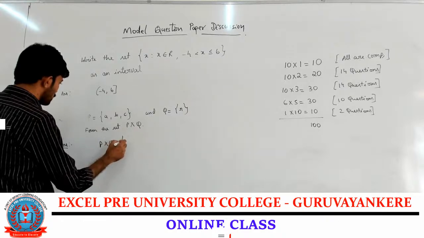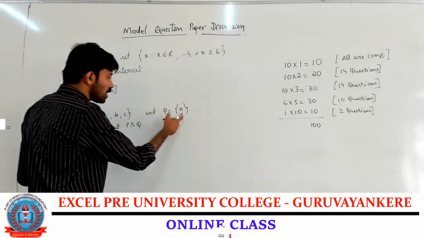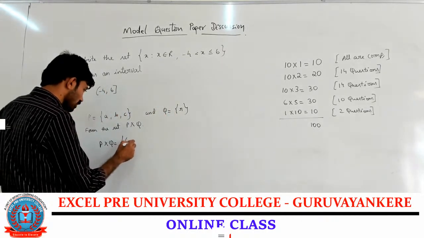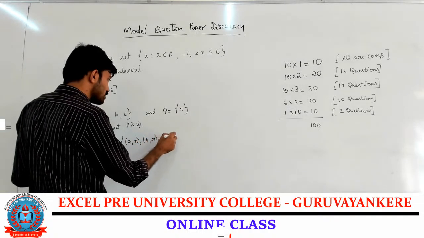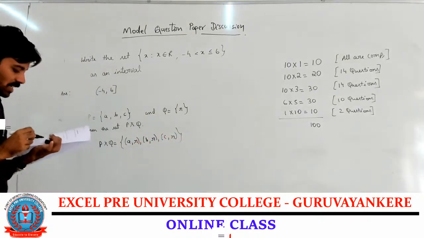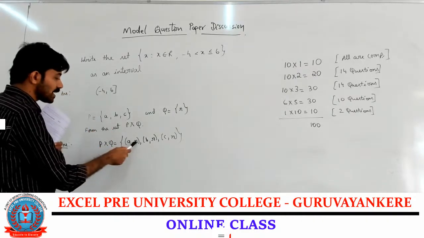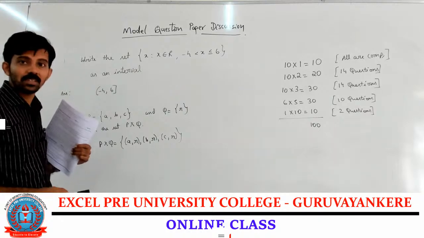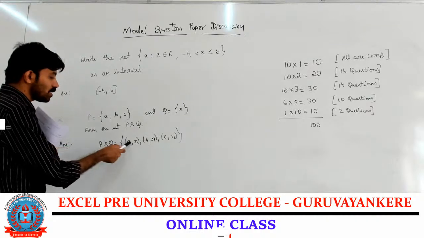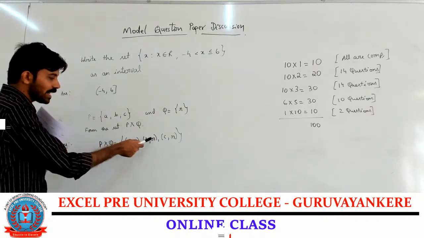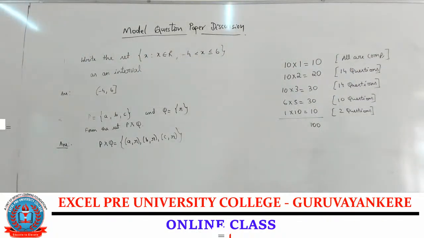P cross Q is the set of all ordered pairs: A comma R, B comma R, C comma R. Correct? Set of all ordered pairs where the first element is taken from the first set and the second element is taken from the second set. One more question, writing the Cartesian product P cross Q.